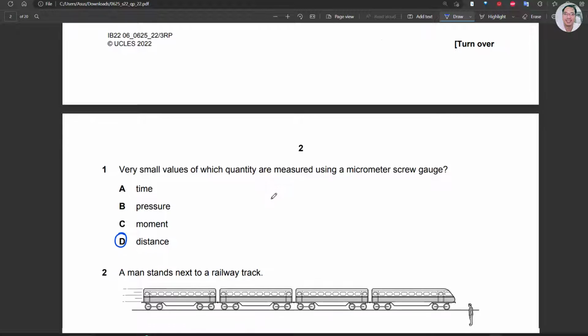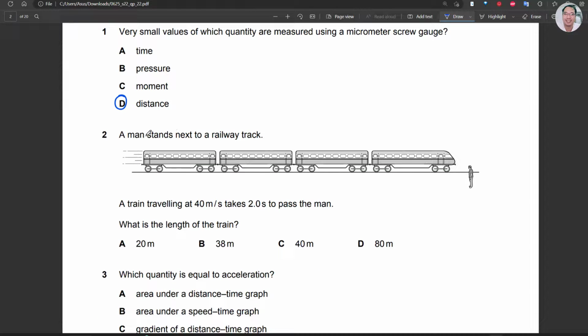A man stands next to a railway track. A train traveling at 40 meters per second takes 2 seconds to pass the man. What's the length of the train? The speed and time. Multiplying them, 80. Yeah, 80.